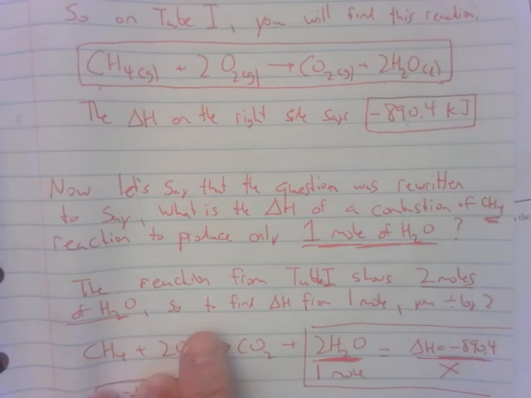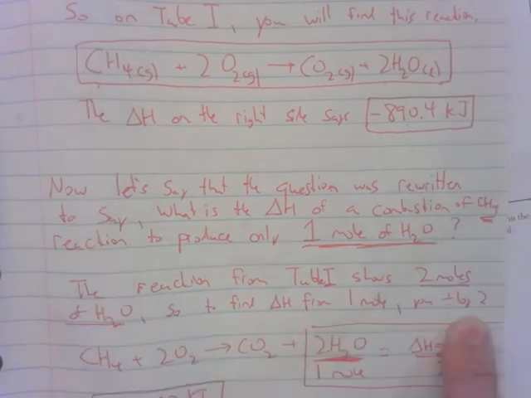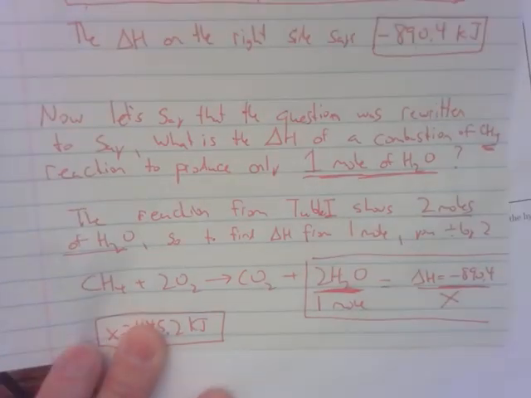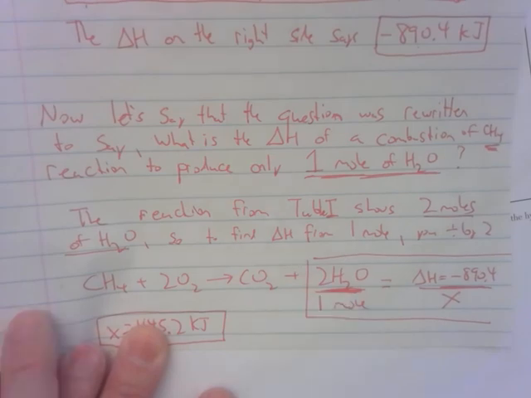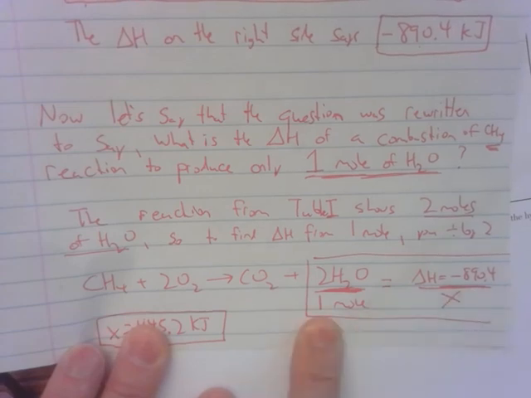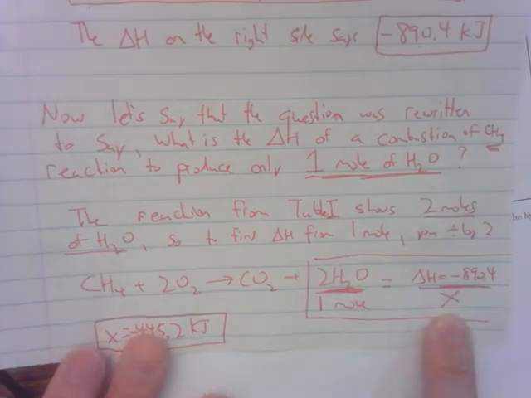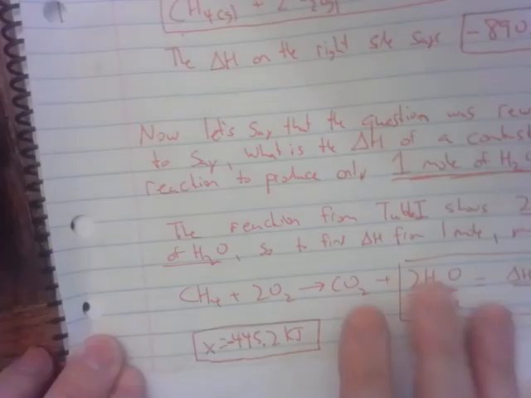Well, obviously, you'd have to divide by 2. I want half the number of waters produced, not 2 moles, just 1 mole. This is where stoichiometry comes into play. Here's the reaction, and when I burn CH4 and I make 2 moles of water, I know I produce negative 890.4 kilojoules. So if I only want to produce 1 mole of H2O, 2 over 1 equals negative 890.4 over x. If you cross multiply, or simply divide by 2, you get negative 445.2 kilojoules. So all you have to do is make a ratio.